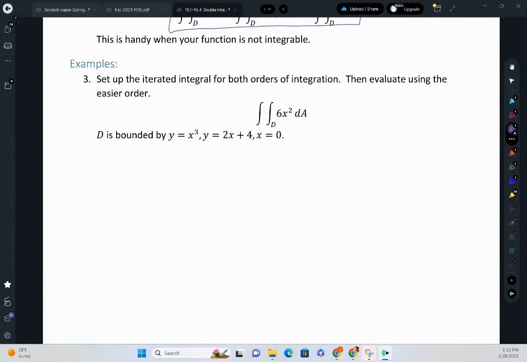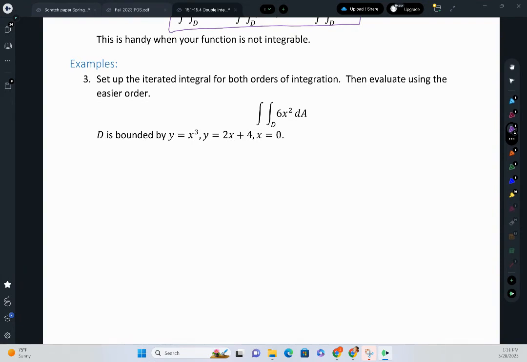All right, here's some examples. We're going to set up an iterated integral for both orders of integration. And then after we do that, we're going to decide which order is the easier order. I should say I'm going to decide. And then whichever one is the easier order, that's the one we're going to do. We don't want to mess around with the harder order.